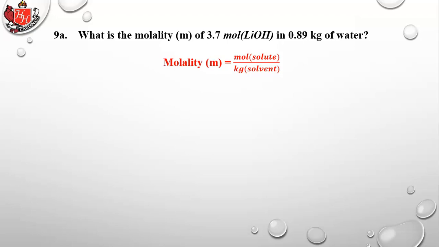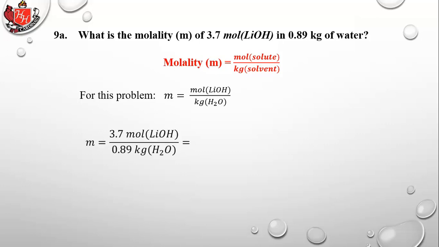So this is a pretty easy problem. For this problem, molality is moles of LiOH over kilograms of water. So that's 3.7 moles of LiOH over 0.89 kilograms of water, as given in the problem. You do the math on that, you get 4.2. And the way you should really express that in the final answer is 4.2 small m, lowercase m.